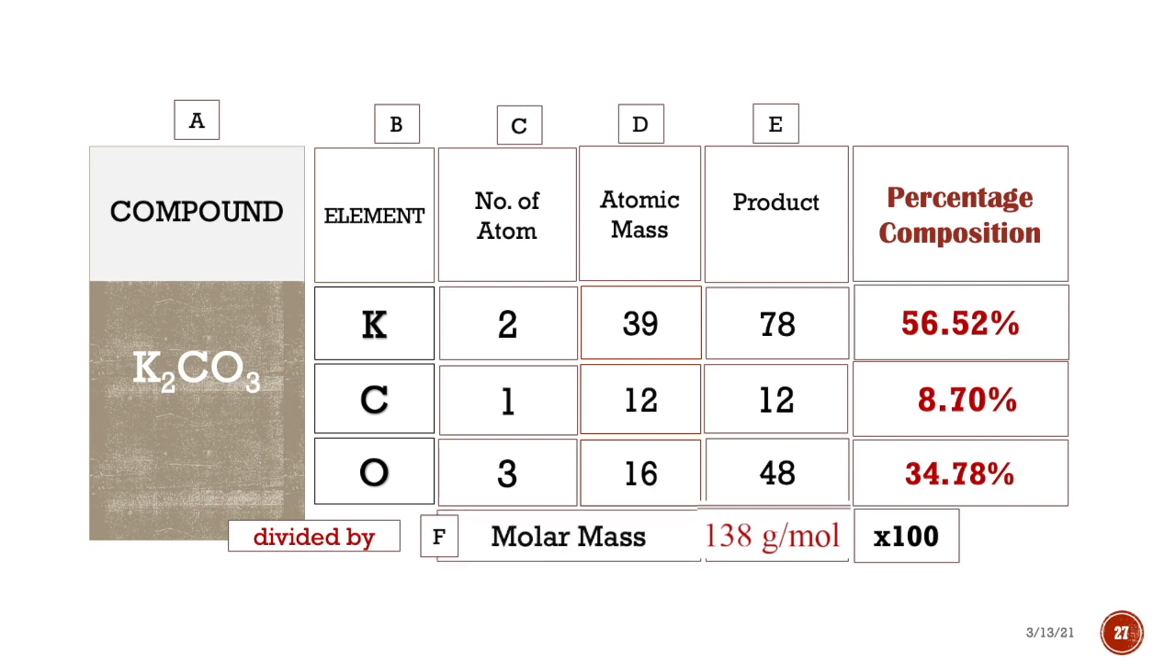What do these computed values indicate? This means to say that in the compound potassium carbonate, 56.52% is made up of potassium, 8.70% is made up of carbon, and 34.78% is made up of oxygen.